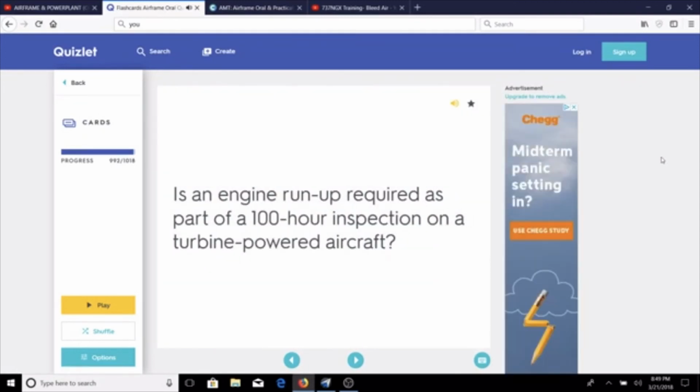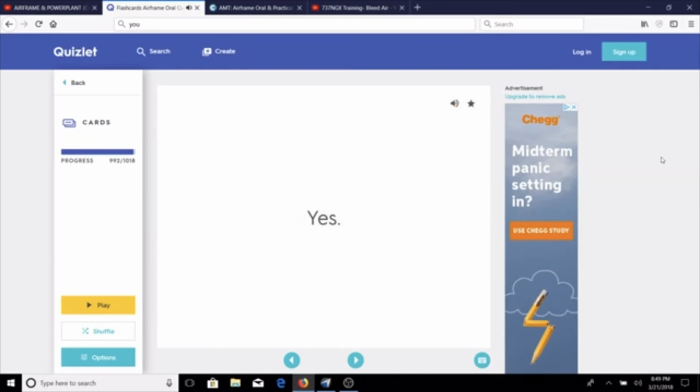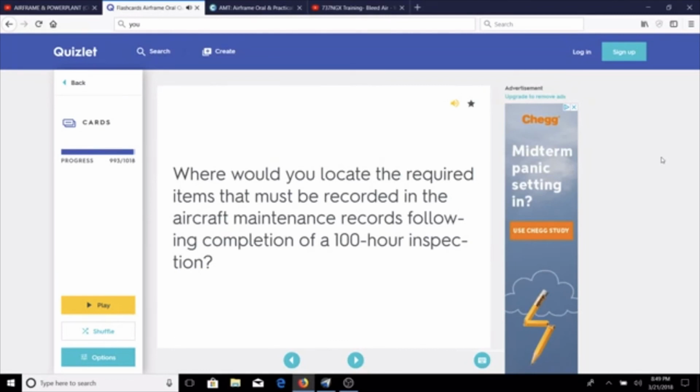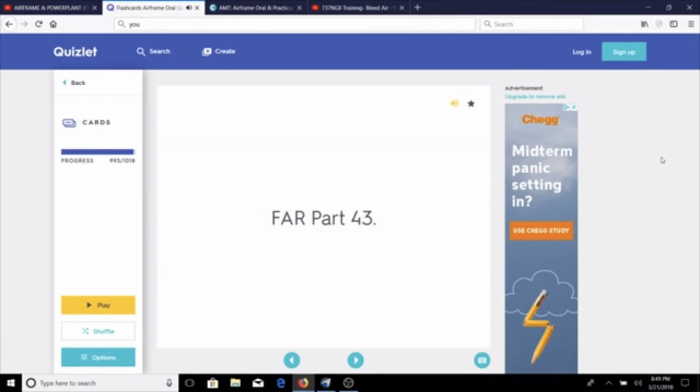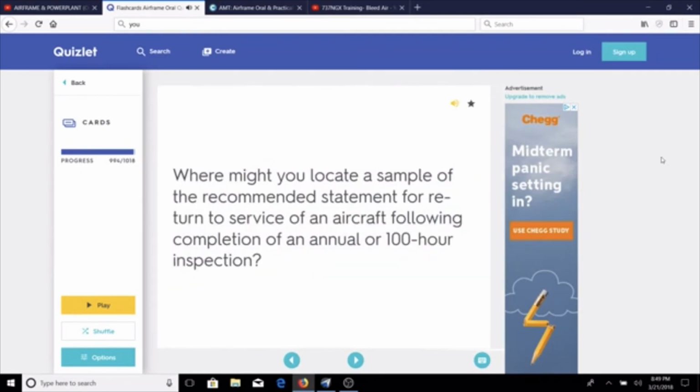Is an engine run-up required as part of a 100-hour inspection on a turbine-powered aircraft? Yes. Where would you locate the required items that must be recorded in the aircraft maintenance records following completion of a 100-hour inspection? FAR Part 43. Where might you locate a sample of the recommended statement for return to service of an aircraft following completion of an annual or 100-hour inspection?